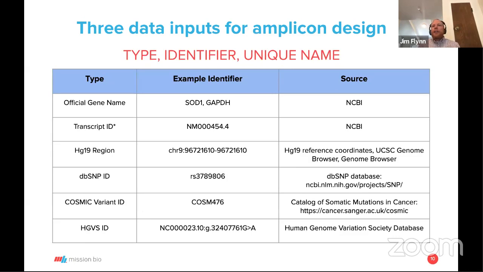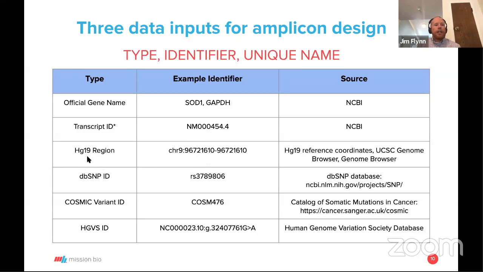So in my last webinar, I did show this slide, but I just want to refresh everybody if you hadn't had a chance to attend. There's 3 types of inputs that you need to provide with any amplicon design. You need the type of input, the identifier, meaning whatever the type of input you have, you have to give it what that piece of information is, and then you can give it a unique name, which is optional. These are the types of inputs which are supported in human. You can input an official gene ID, and there are some examples of GAPDH or SOD1. You need a transcript ID, which is from RefSeq, and the source there is NCBI as well.